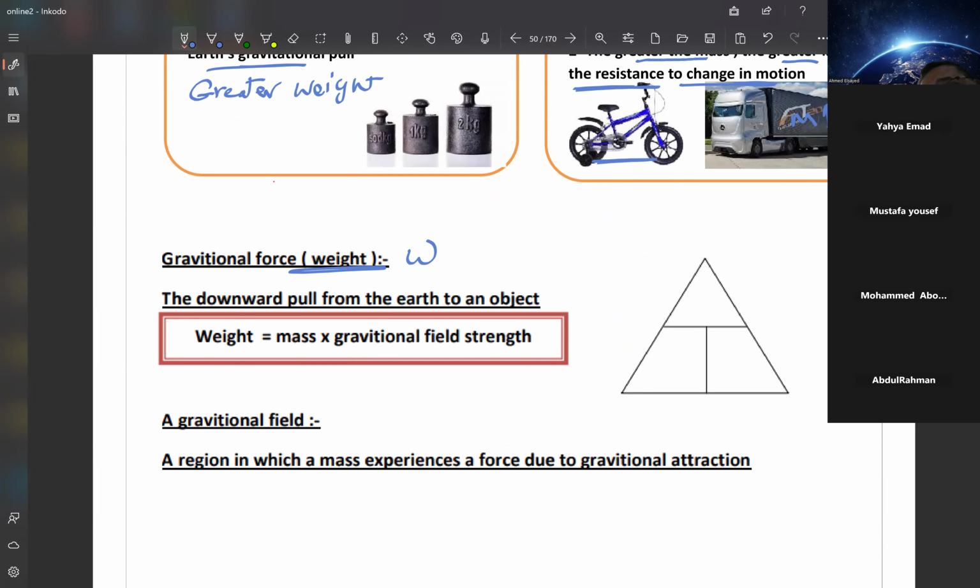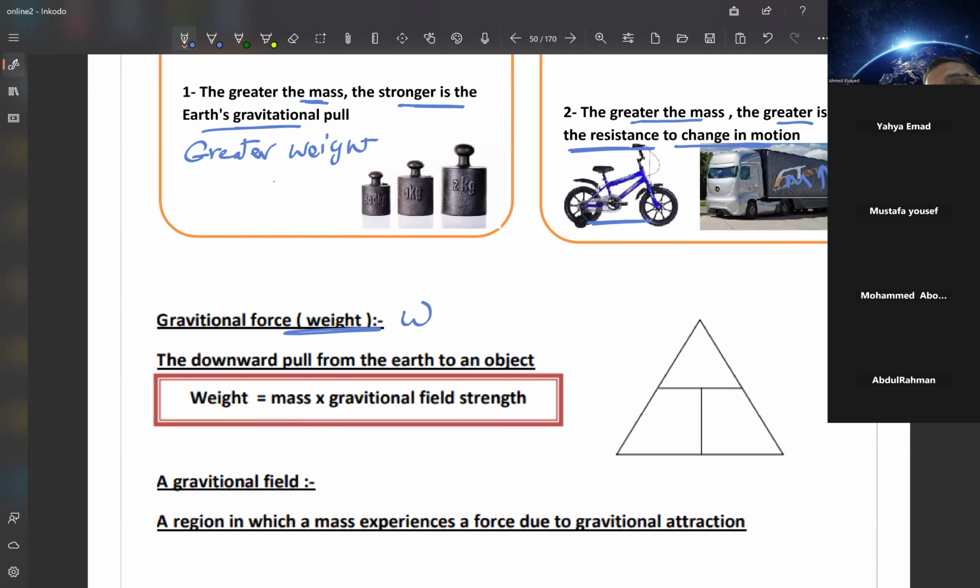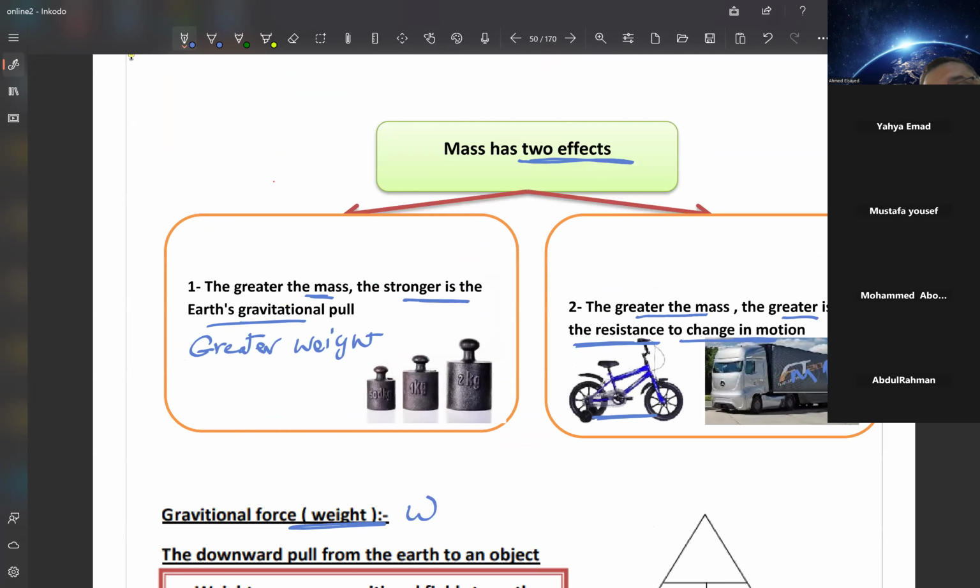So I have a question. Yes, Yahya. Can you go up? Yes. For the second point, the greater the mass, the greater the resistance to change in motion. I don't really understand what you mean by the greater the resistance to change in motion. Can you repeat again?